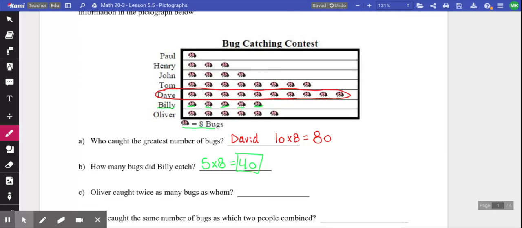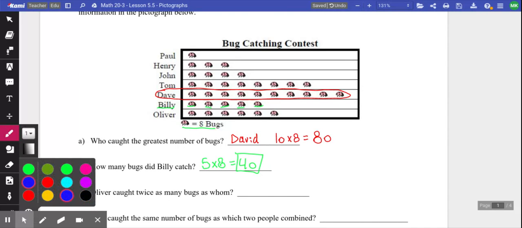C, Oliver caught twice as many bugs as whom? So if we look, Oliver caught 1, 2, 3, 4, 5, 6 of these. So we're looking for someone who caught 3. That would be Henry, who caught 1, 2, 3. Oliver caught twice as many as Henry.